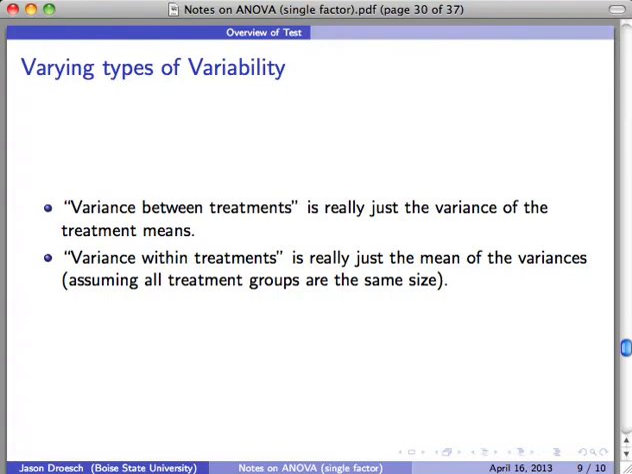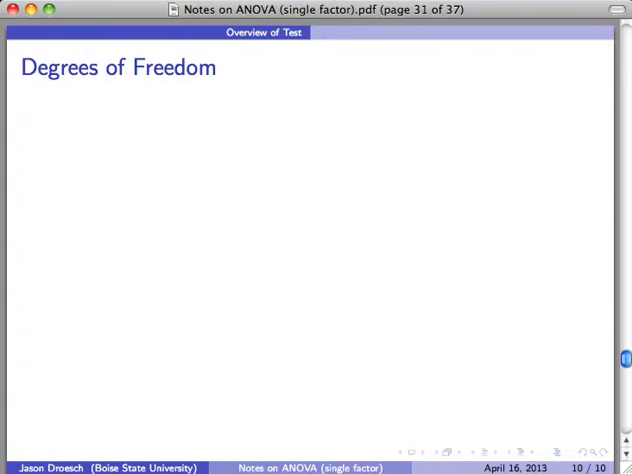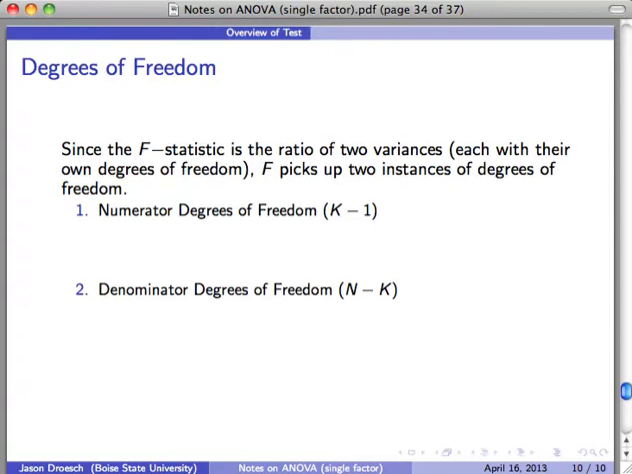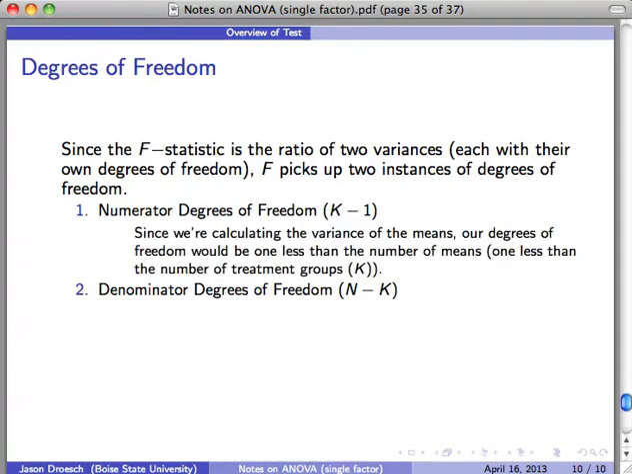Now, since we're dealing with variance, comparing variance and variability, that means we also need to talk about degrees of freedom. The F statistic is comprised of a ratio of two variances, each with its own degrees of freedom. So in order to truly describe the distribution of this F statistic, we need to talk about two different degrees of freedom. The first is the degrees of freedom associated with the numerator, and the second is the degrees of freedom associated with the denominator.